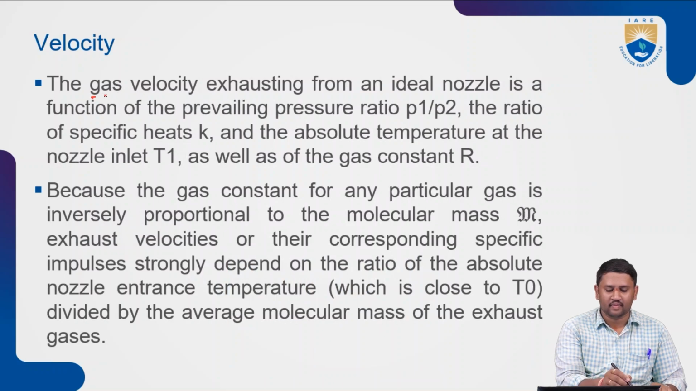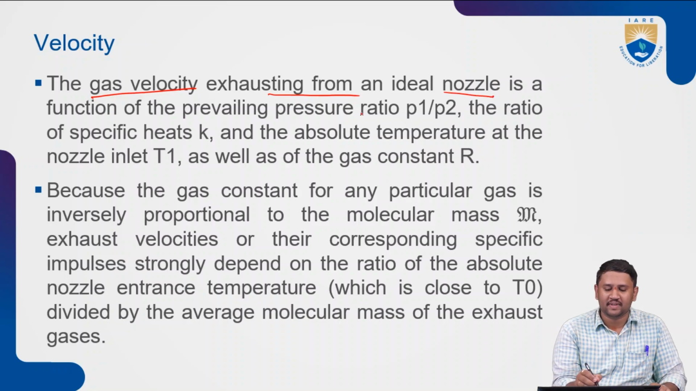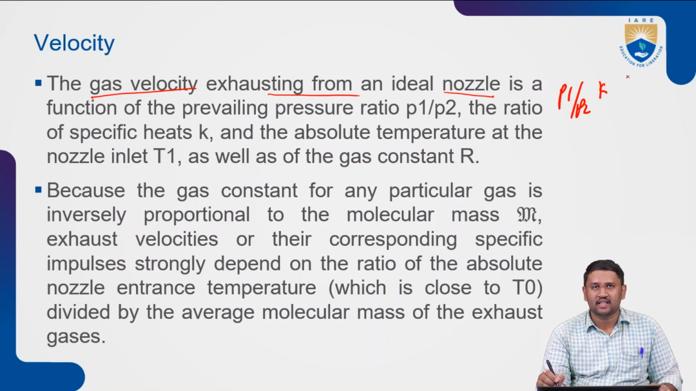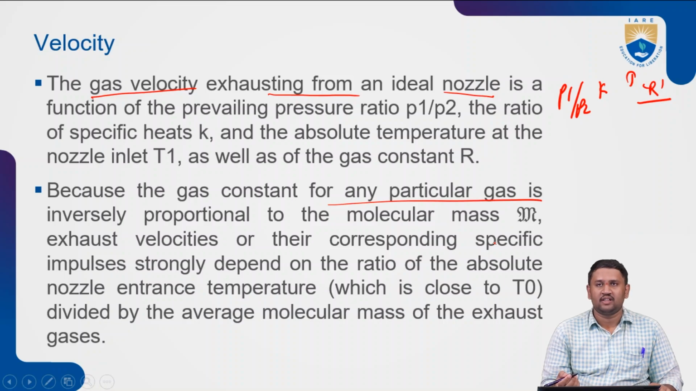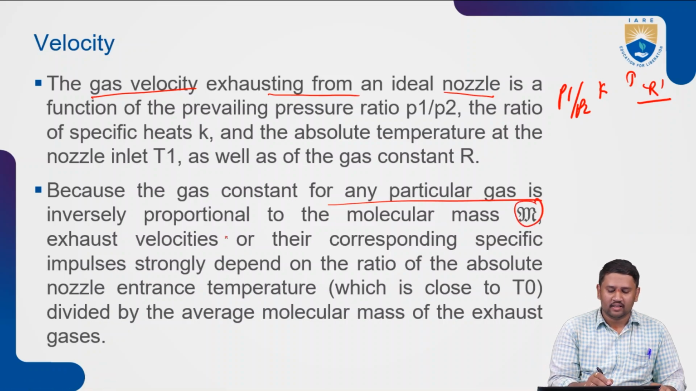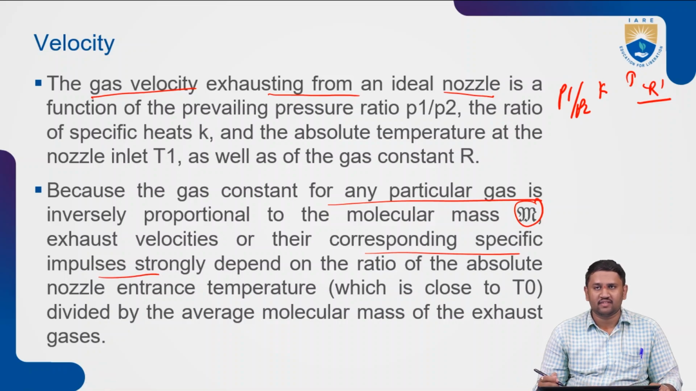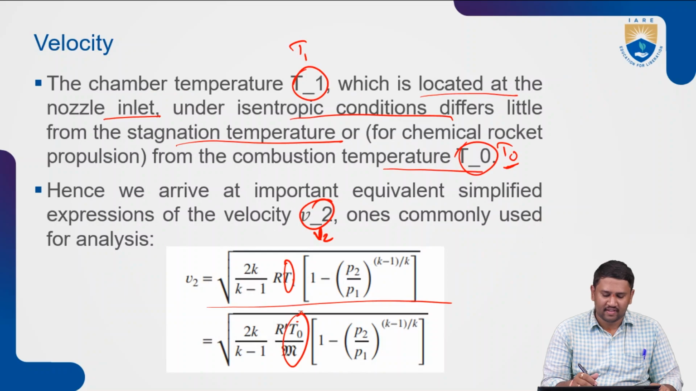Coming to the next, the gas velocity exhausting from an ideal nozzle is a function of the prevailing pressure ratio, that is P1 by P2, the ratio of specific heats K, and the absolute temperature at the nozzle inlet T1, which contains the gas constant R. Because the gas constant of any particular gas is inversely proportional to the molecular mass, the exhaust velocities and the corresponding specific impulses strongly depend on the ratio of absolute nozzle temperature, which is close to T0, divided by the average molecular mass of the exhaust gases that we are considering here.